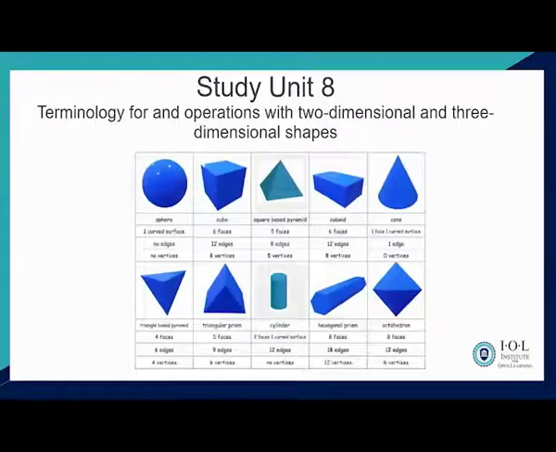Also this one in Study Unit 8, a sphere, a cube, a square-based pyramid. You see that a square-based pyramid and a cone is not the same. A square-based pyramid has a square base, while a cone has a round base. For example, have a look at that.